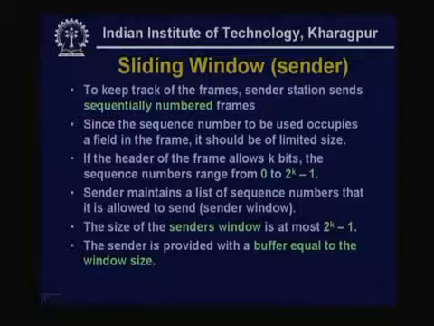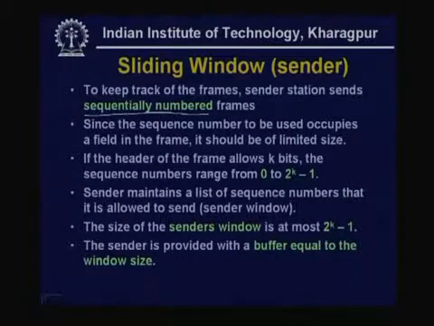Now, first of all, to keep track of frames, since we are sending multiple frames, obviously, unless the frames are numbered, it will be difficult to keep track of which frame has reached the destination and which frame has not reached the destination. So, the frames are sequentially numbered and sent. Obviously, the sequence number should be part of the frame.